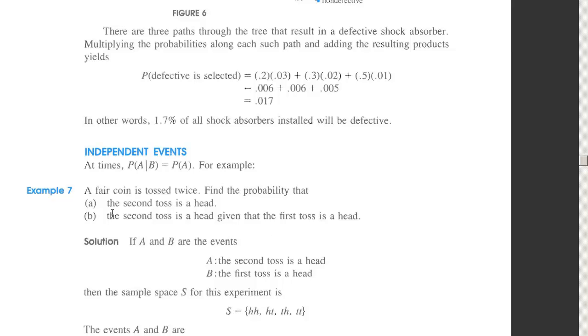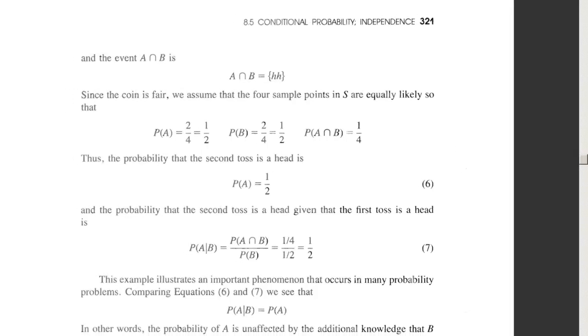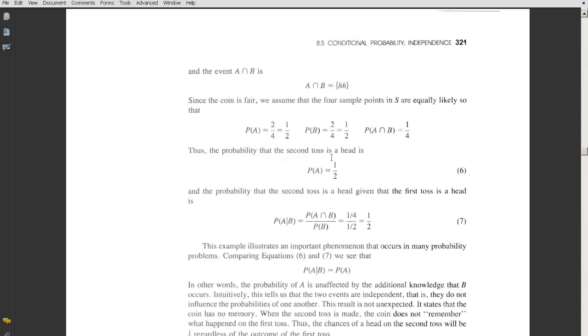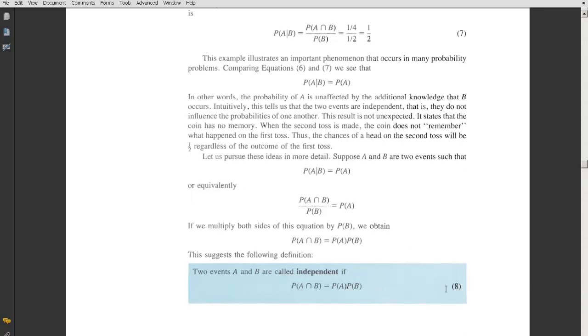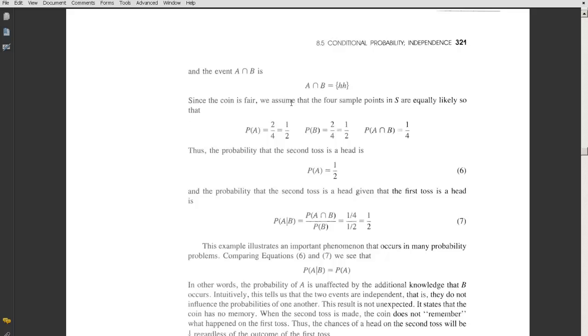Now, what's the question we're going to want to ask? First, the probability that the second toss is head. Maybe we're going to do that one first. Since the coin is fair, we assume that the 4 sample points are equally likely. So the probability of A is 2 out of 4 because there are 2 in A. And the probability of B is also 2 out of 4. And the probability of A intersect B is 1/4, because there's only one case there.